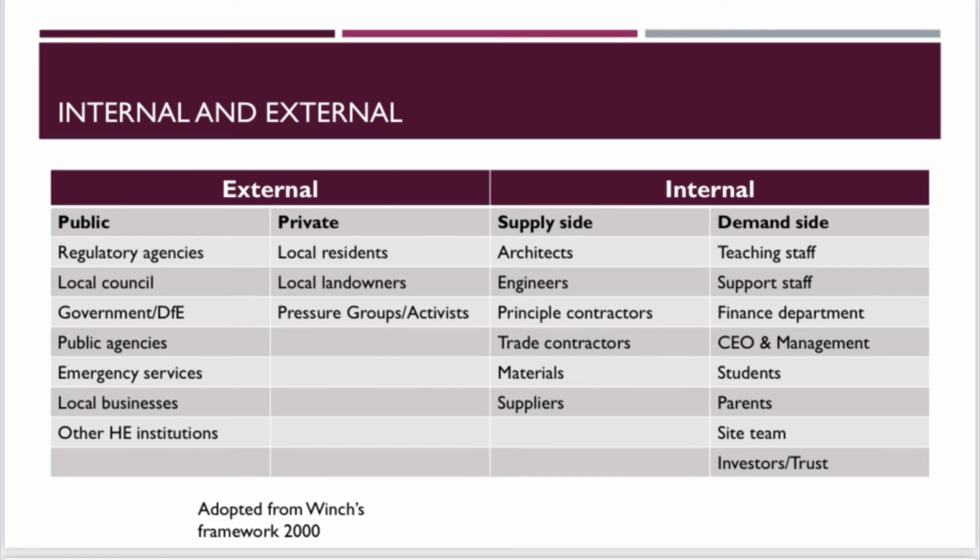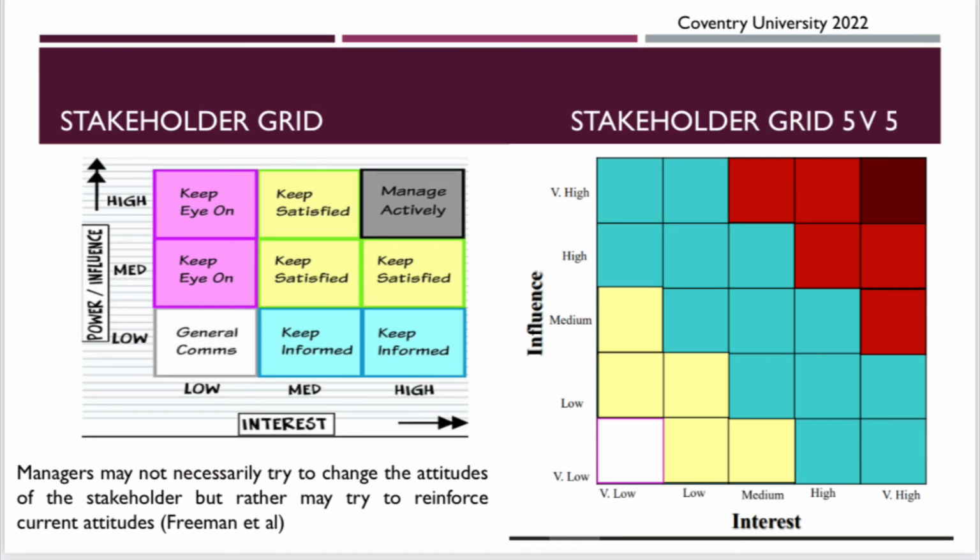For the internal element of stakeholders, you have the supply side and the demand side. The supply side is what is needed to actually build the higher education facility, and the demand side would be the end users, potentially like the teaching staff, support staff, students, parents and the site team. This links into the stakeholder register, where you look at power and influence of stakeholders. You can do this by using the stakeholder grid or stakeholder 5v5. This will allow you to identify which stakeholders you need to manage actively and which stakeholders you just need to keep an eye on or keep informed or just give general communications.